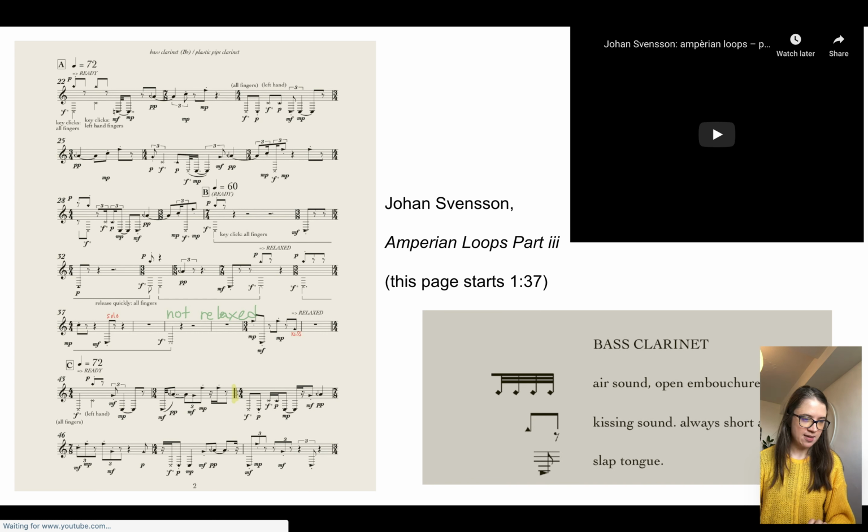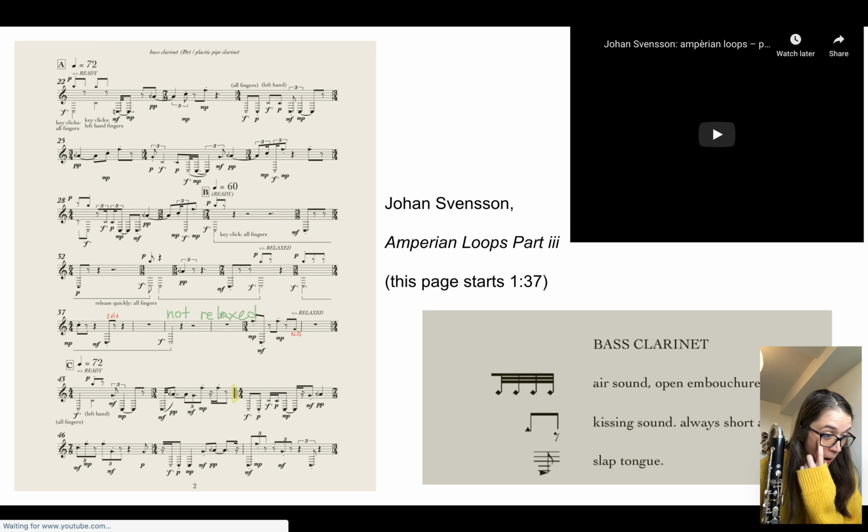Now for a few examples. So this is a piece by the Swedish composer Johan Svensson, who I work with quite a lot. I'll put the link to the full recording of this fantastic ensemble piece in below. So you can see it's quite complicated to explain what he does here because there's so many different kinds of notation in the score.